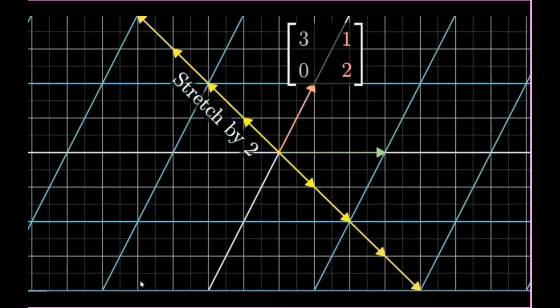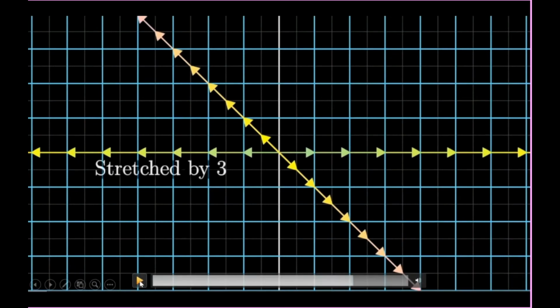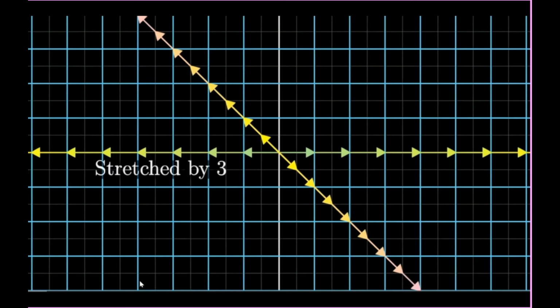If you see here, 1, 0 is the input vector. So what is the output vector? 3, 0. So 3, 0 is nothing but 3 times 1, 0. So 1, 0 is my input vector and 3 times 1, 0 is my output vector. We know that if two vectors are related by a scalar multiple, they are parallel, which means they are lying in the same direction. In what ratio is it stretched? 3. This number 3 is the eigenvalue, and 1, 0 is the eigenvector.